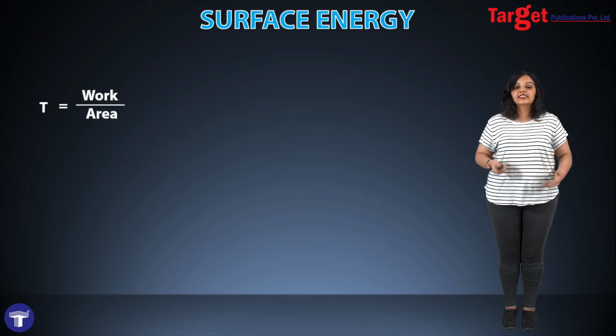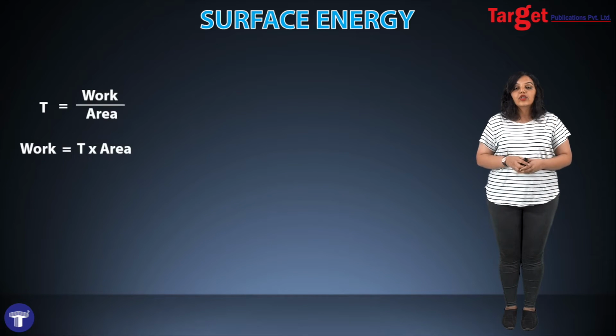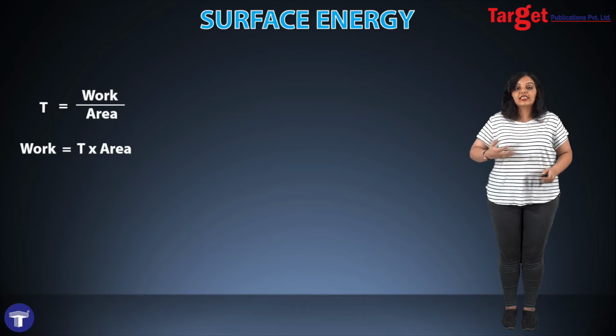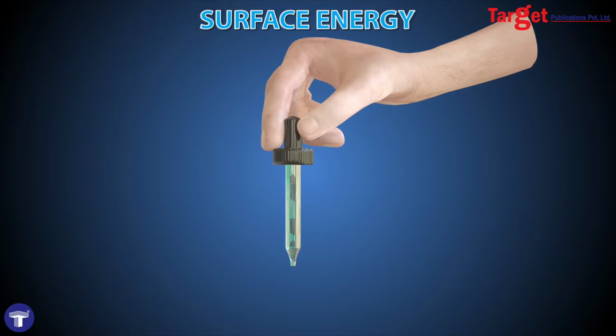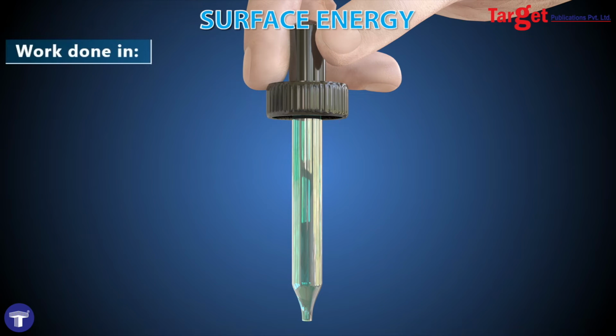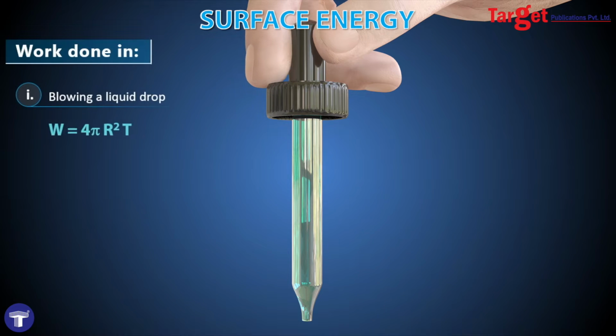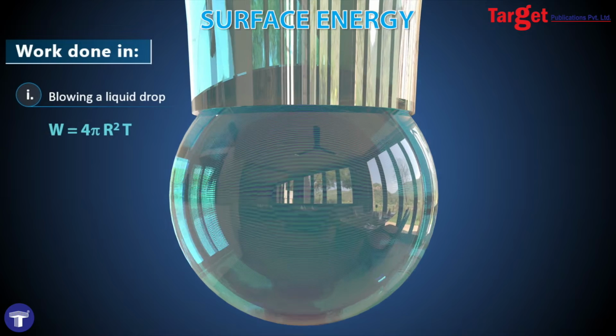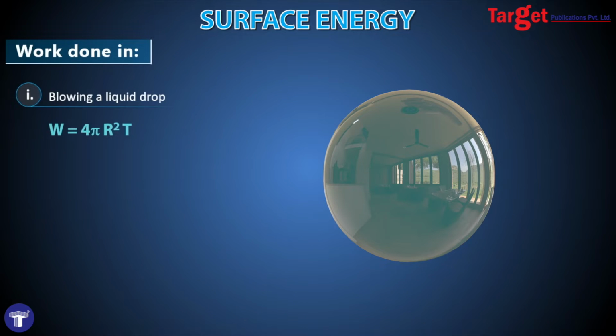And from here then I can say that the work done in any case will always be the surface tension multiplied by the surface area. And therefore if I ask what is the work done if I'm blowing a liquid drop, then in such a case when I increase the area of the drop from 0 to a big drop where the radius of the drop is capital R, then the increase in the area is 4 pi R square because the drop is assumed to be a sphere.